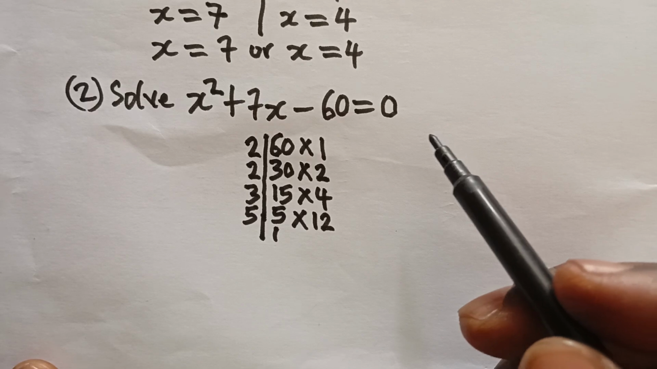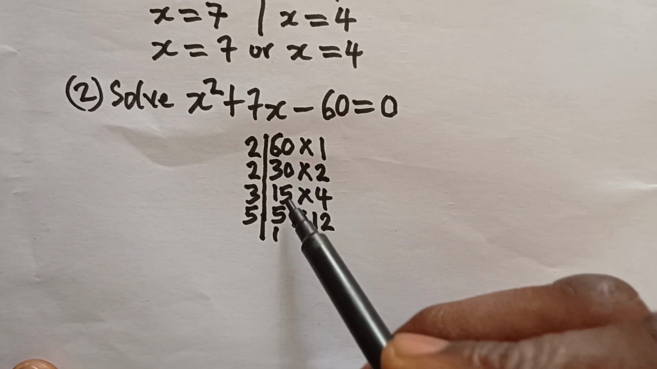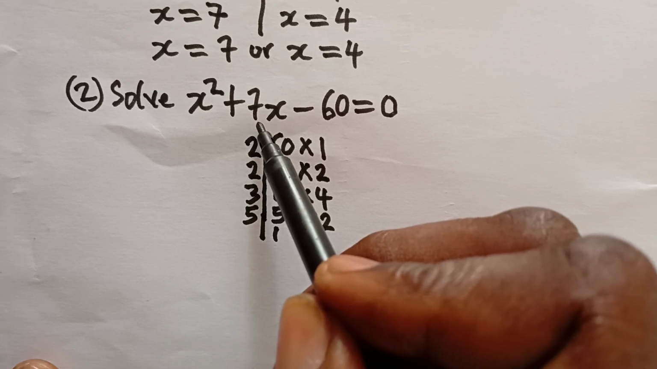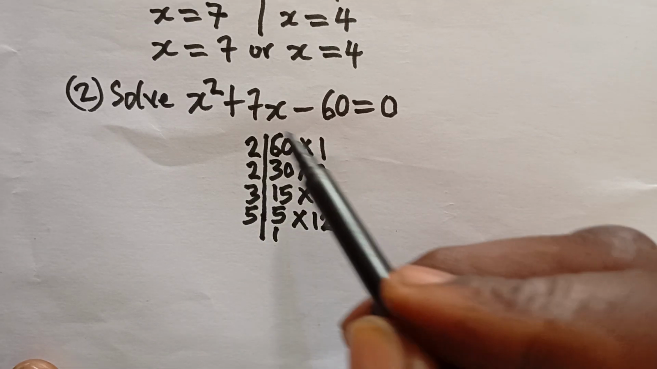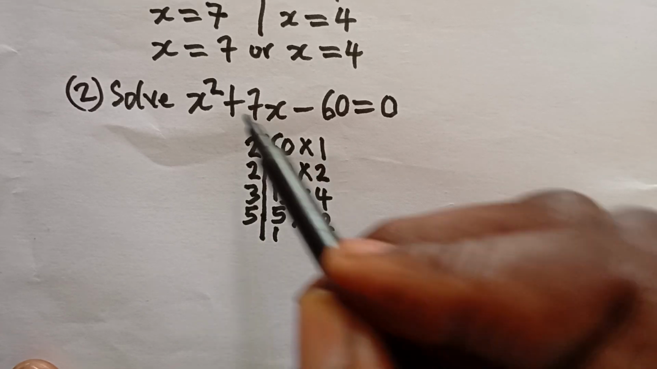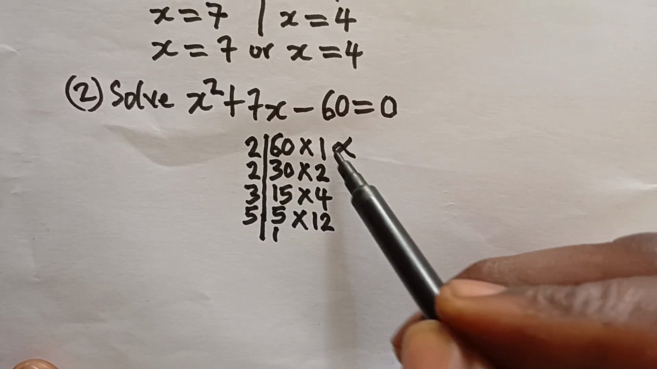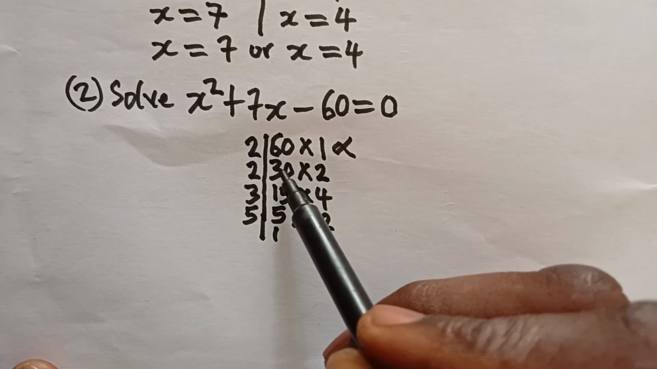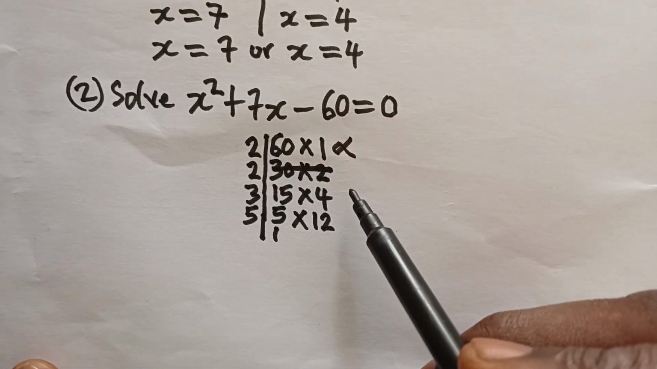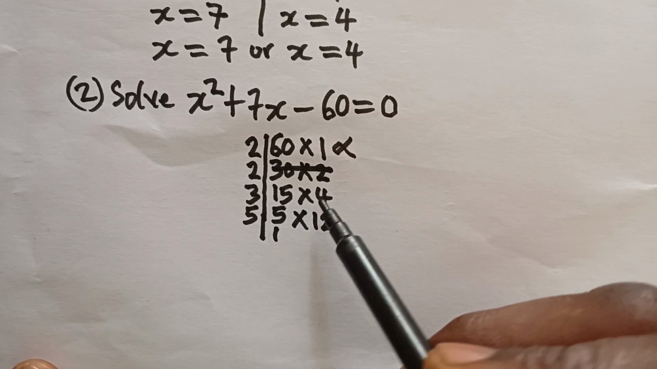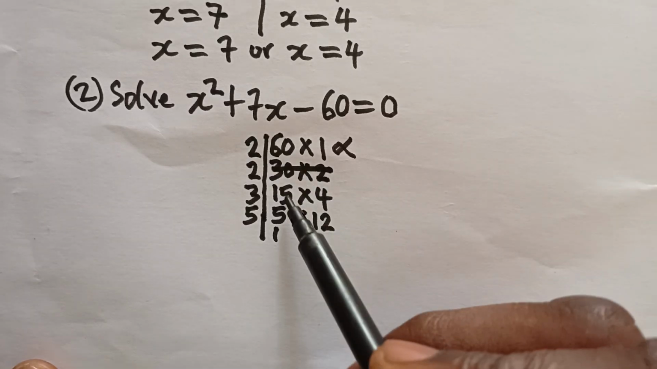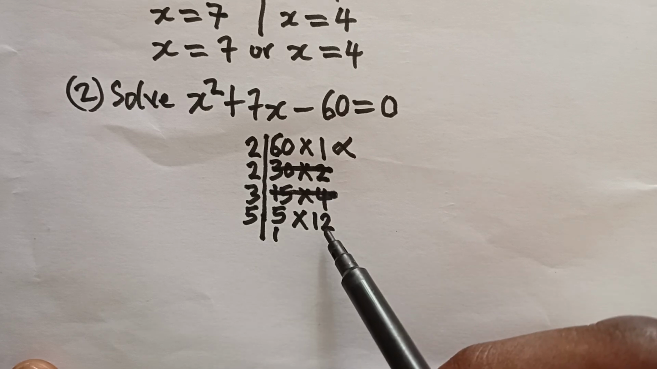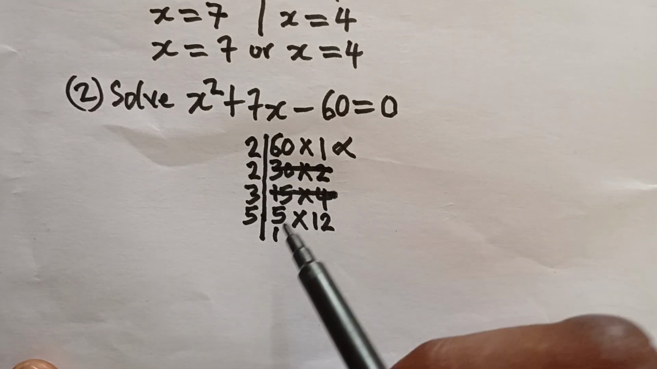So the question now is, which of them can be added together to obtain 7, as usual, which is the number in the middle here. So 60 and 1 cannot give us 7. We cannot add 60 and 1 to get 7. It's not possible. So this one is off. 30 and 2, can we add them to get 7? No, it's not possible. This one is also off. 15 and 4, is there a way we can add 15 and 4 to get 7? No, it is not possible. Then 5 and 12, is it possible to get 7 from 5 and 12?